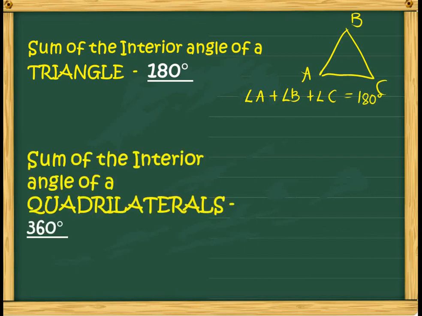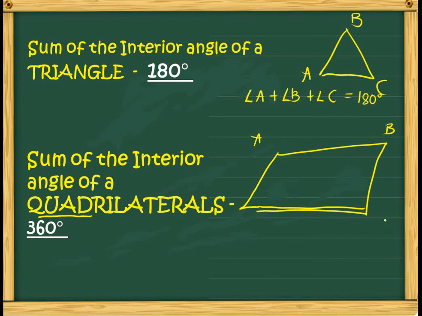The sum of the interior angles of a quadrilateral is 360 degrees. Note, it is quad, which means meron tong apat na sides. So, I have here quadrilateral ABCD. Ngayon, mag-drawing ako ng diagonal AC. Note, meron tayong dalawang triangle na nabuo. That is triangle ADC and triangle CBA.